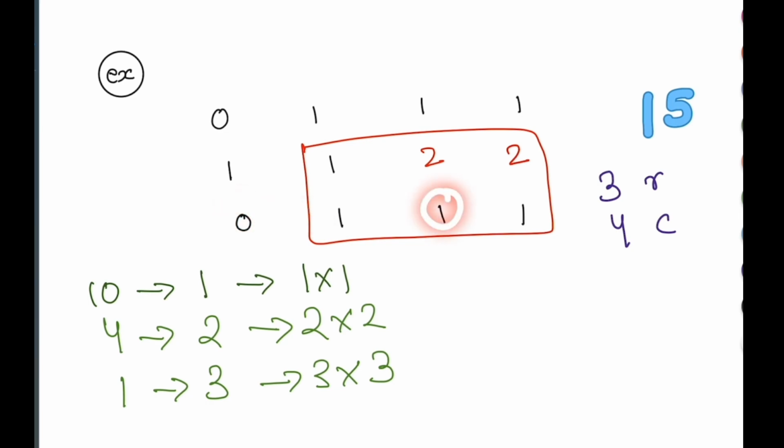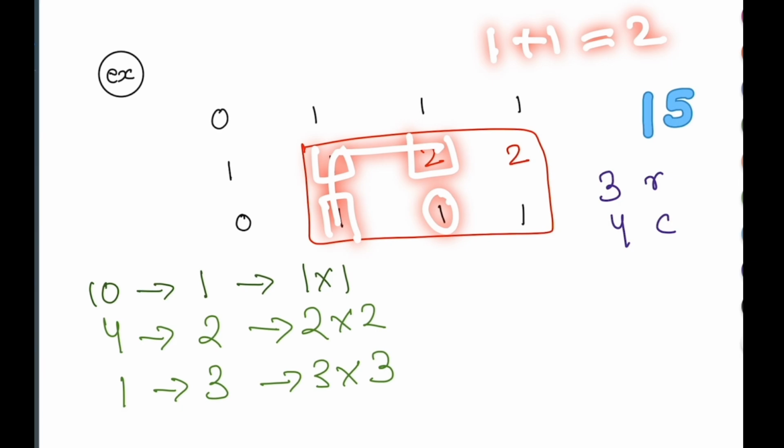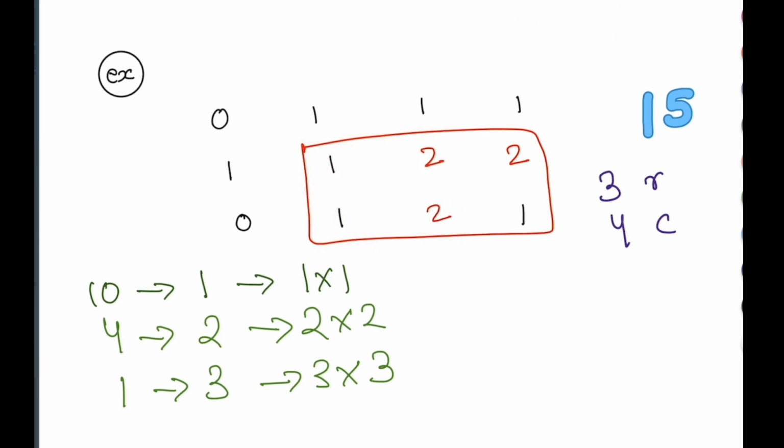Now what about this? For this element, the upper is 2, diagonal is 1, left is 1, the minimum out of these 3 elements is 1, and we are going to say minimum plus 1, which is 2. So this element will be changed to 2, and what we are saying is that this element is the last element of a 2 by 2 square submatrix. So this element is contributing to a total of 2 square submatrices.